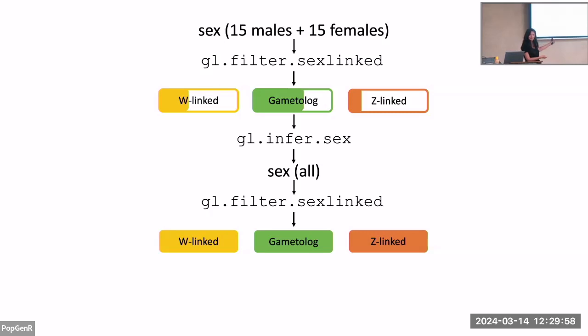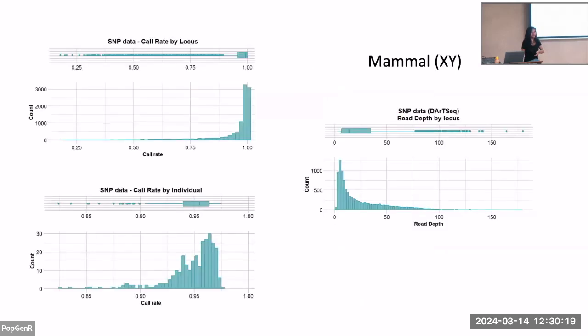Does this make sense? Yeah? Cool. And then you are ready to do quality filtering, right? All the other filters that Renee told us about. Now, question. Why are we recommending to first remove sex-linked loci and then go into quality filters? I will give you a clue. You know these ones, you are familiar with these ones. You have the call rate by locus, call rate by individual, and read depth by locus. Why do you think you need to remove sex-linked loci first? Any ideas?